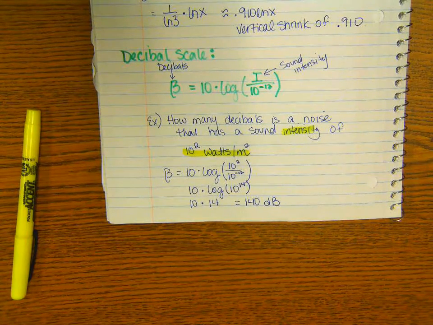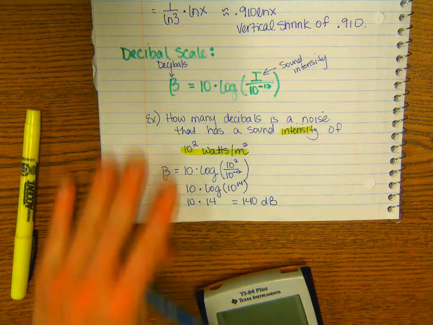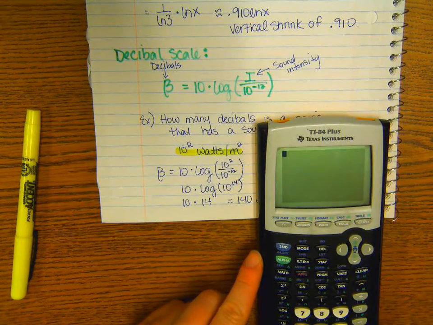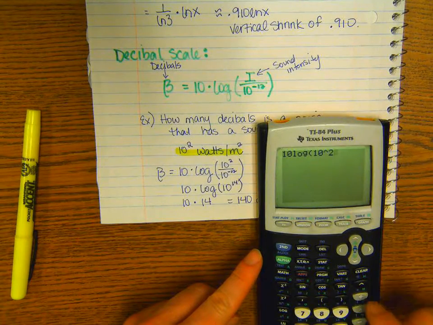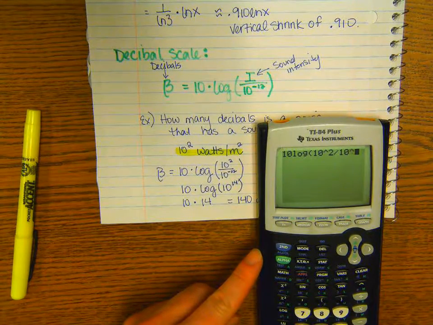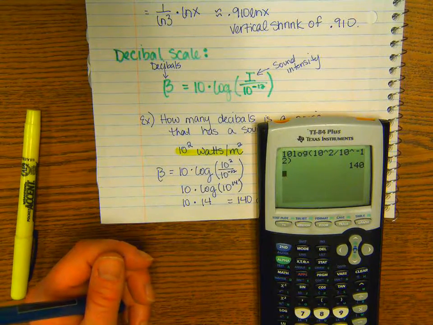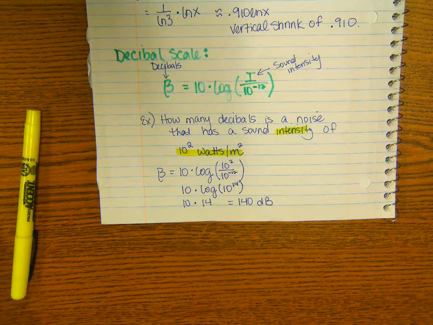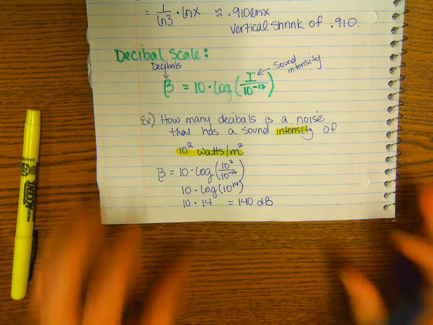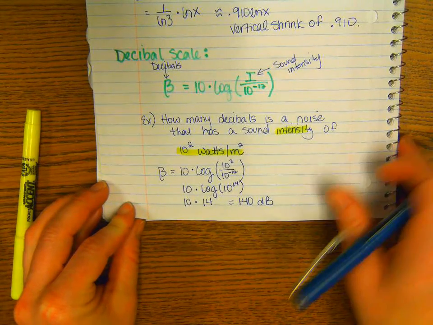Okay, so let's say you were confused, you didn't know how to do that, because there might be other logarithms in your book that aren't written as powers of 10. Because I had this, you could have also just typed this into your calculator. 10 times the log of 10 squared divided by 10 to the negative 12. Okay, does that make sense? All right, let's go the other way, because the other way is probably a little trickier.